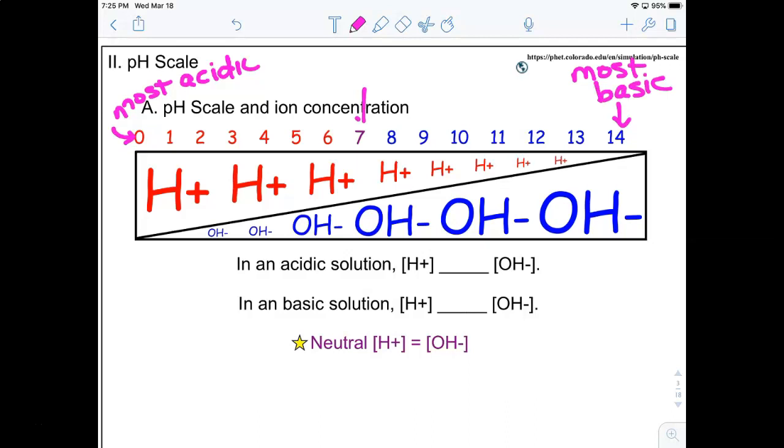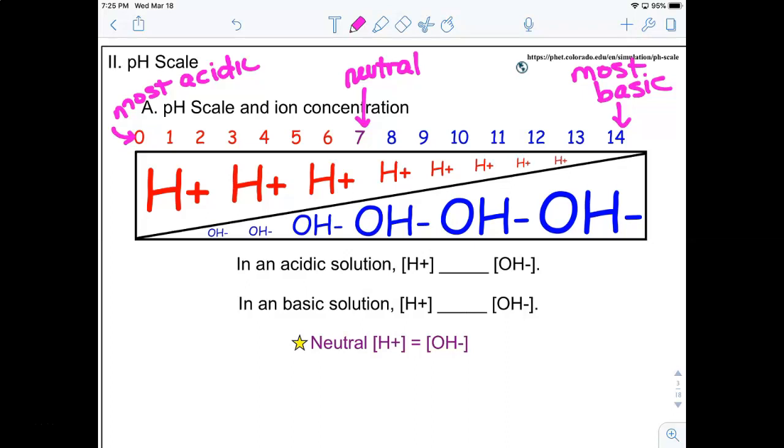And then 7 right there in the middle, if you take a look at your little chart here, it has an equal amount of hydrogen and hydroxide ions. So it's almost like acid and base canceling each other out. If you have a pH of 7, that means you're neutral.